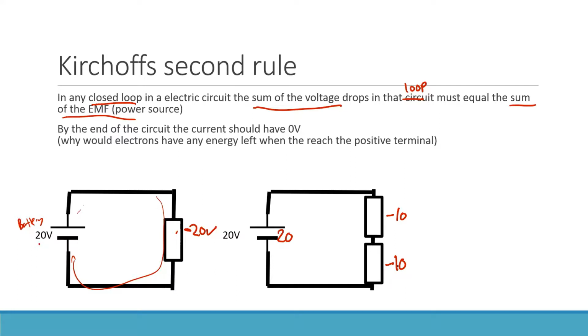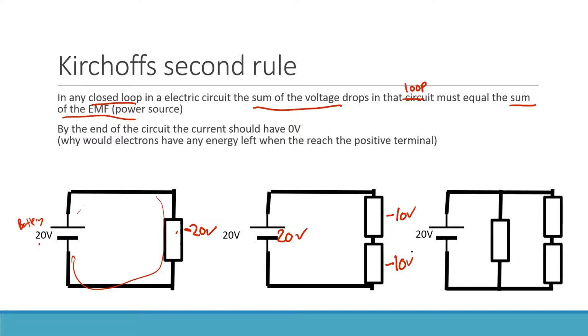Now, because I've got 2 resistors and they're dropping voltage, that might mean the current is lower. We don't care about the current at the moment. We just care about the voltage. The 20 volts in, 20 volts out. Everyone's happy. Let's look at one more example. This one's a little bit more challenging.